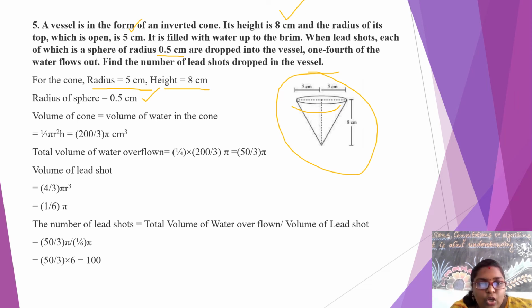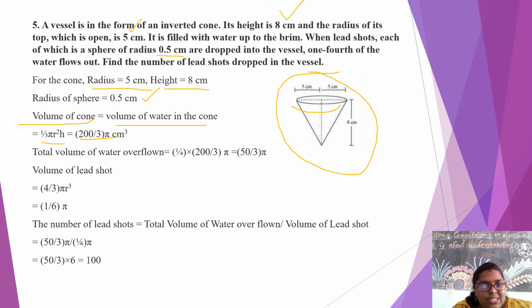So the volume of the cone, the shape of that particular vessel, is equal to how much water is inside the vessel. So 1 by 3 pi r square h is equal to this. Substituting, I am getting the value of 200 by 3 pi. We will keep the pi as it is, because when we do the cancellation, that time it will go.